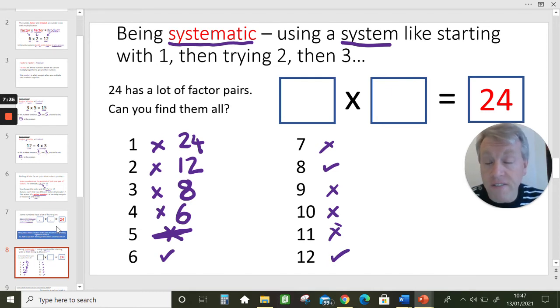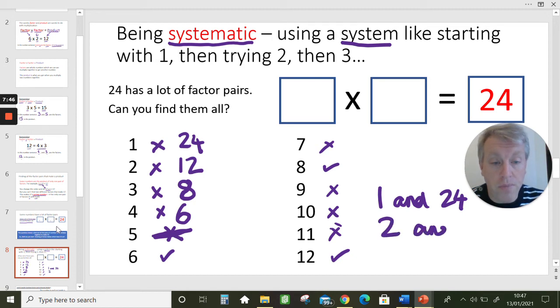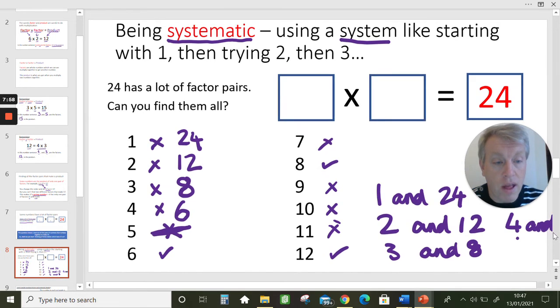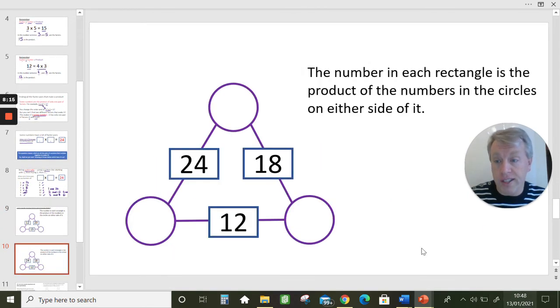So, what factors did we find? Well, the factor pairs 1 and 24. 2 and 12. 3 and 8. Oh dear, I've run out of space. 4 and 6. And we were working systematically. Why? Because we started with the 1 times table, then we tried the 2's, then we tried the 3's. So of course, that way we won't miss anything. And you can use the times table sheet for this.